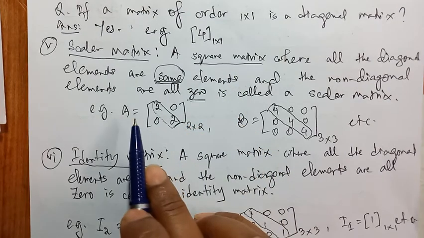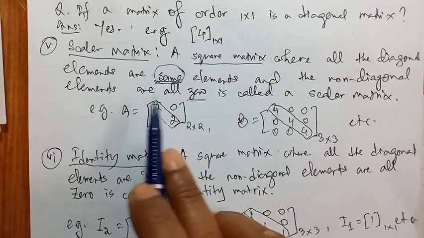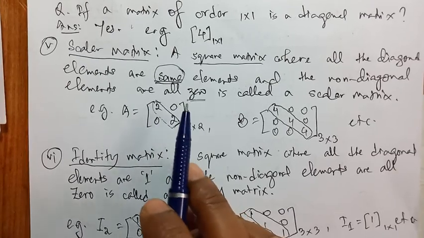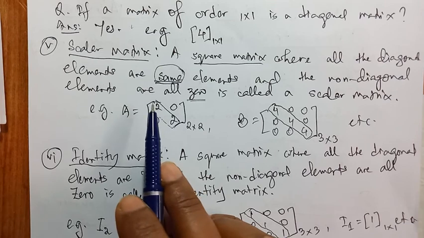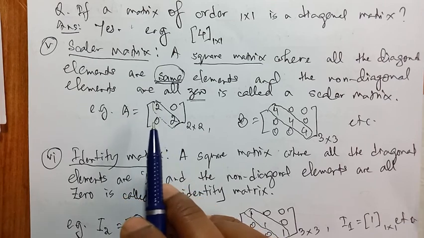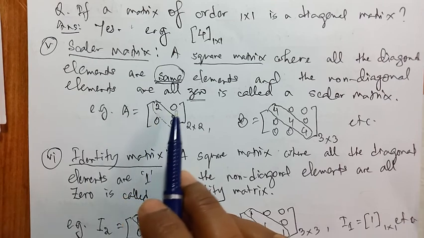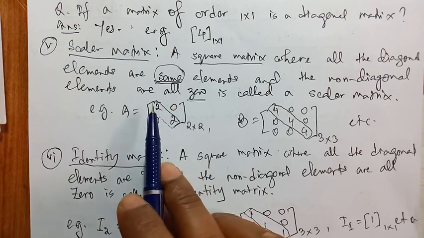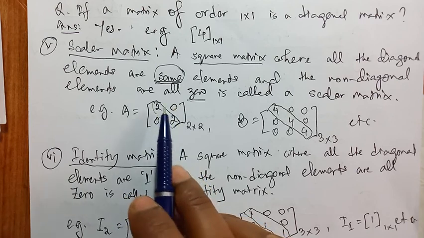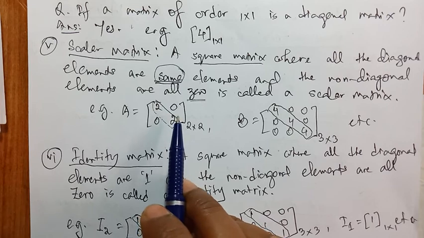So for example, you see this example matrix. This is a square matrix first. Second thing, this should be a diagonal matrix, because you see the diagonal elements are non-zero numbers and the non-diagonal elements are all 0. Apart from that, the diagonal elements are non-zero and they are the same also. So this example is a scalar matrix.